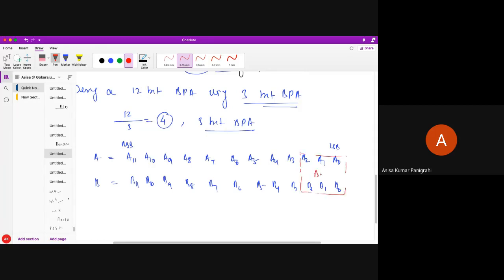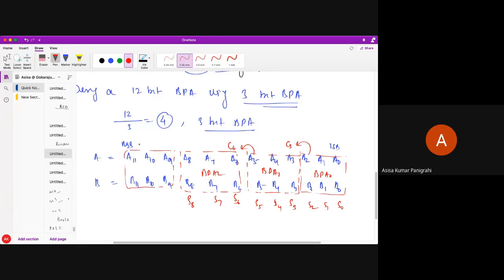Let's say BPA0 gives us S0, S1, S2, and generates a carry which is C3. Then A5, A4, A3 and B5, B4, B3 generate sums S3, S4, S5, and this requires BPA1, another 3-bit BPA, and it generates a carry C6. Again another 3-bit BPA is required here, which is BPA2, and it generates S6, S7, S8, and it again requires another 3-bit BPA here, with A11, A10, A9, and it takes a carry C9.